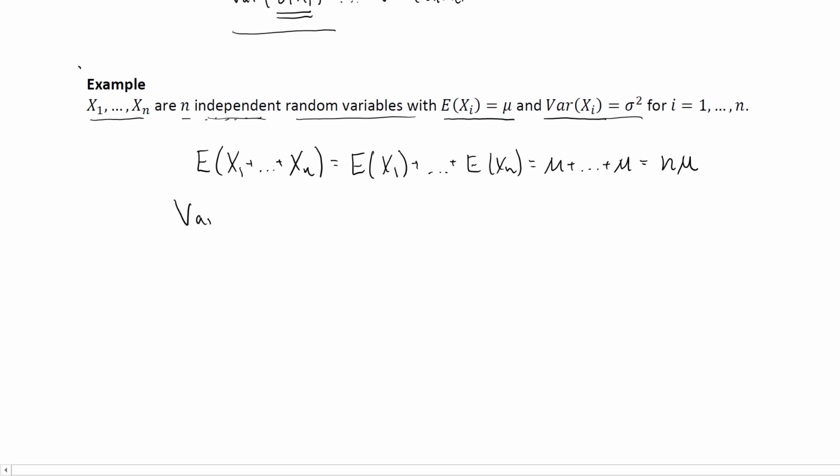Similarly, the variance of this sum is then equal to, there is actually a 1 in front of x1, and 1 squared will still be 1. So it comes out to be variance of x1 plus all the way to variance of xn. Each random variable had a variance of sigma squared, so it's sigma squared added n times, and that comes out to be n times sigma squared.